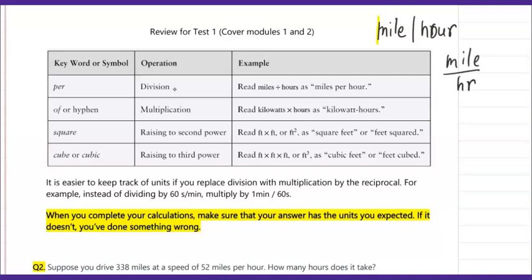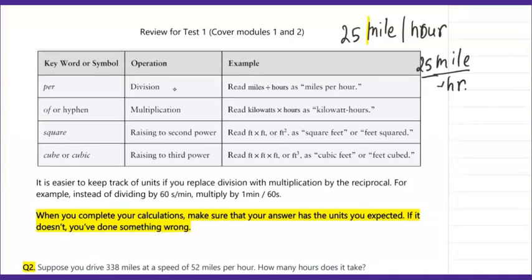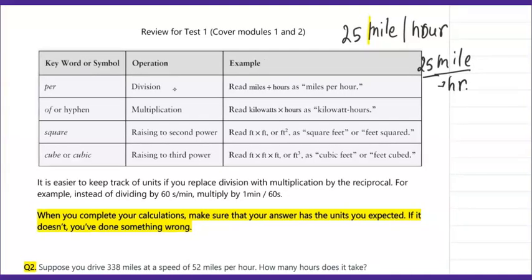That means miles divided by hour. So for example, 25 miles per hour means 25 miles divided by 1 hour. That's the 25 miles per hour. The "per" is the division or fraction, and you see 25 miles per hour, in other words, 25 miles divided by 1 hour. This is the same as this.